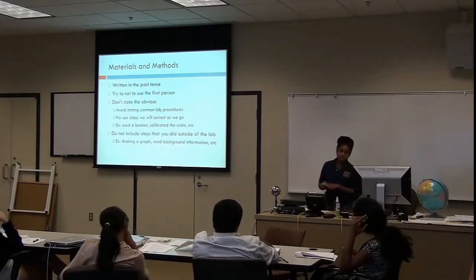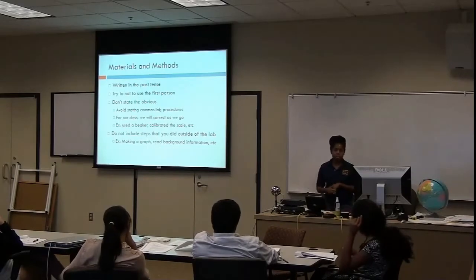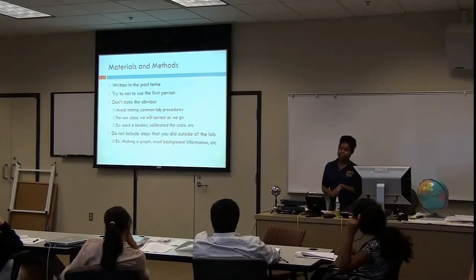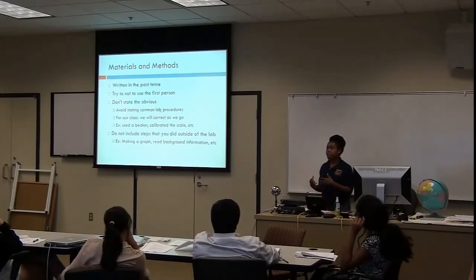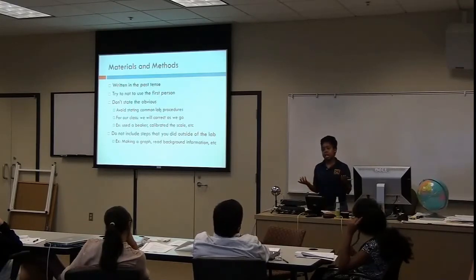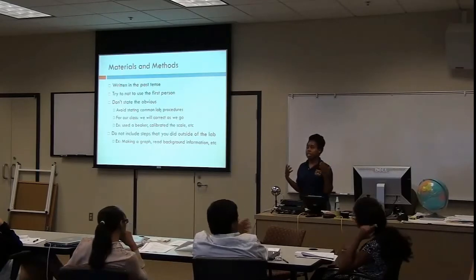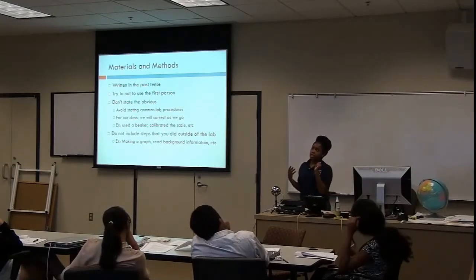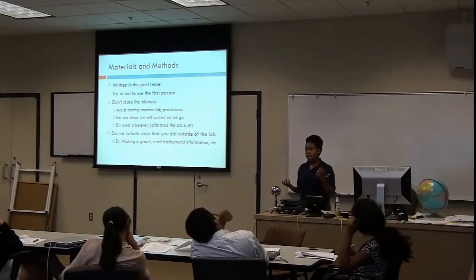So another rule is don't state the obvious. You're going to avoid stating common lab procedures. I have some examples here, like use the beaker, calibrate the scale. Those are things that a scientist would know to do. So if you wanted to say, I boiled peroxide to 75 degrees, you wouldn't say in a beaker on a Bunsen burner.